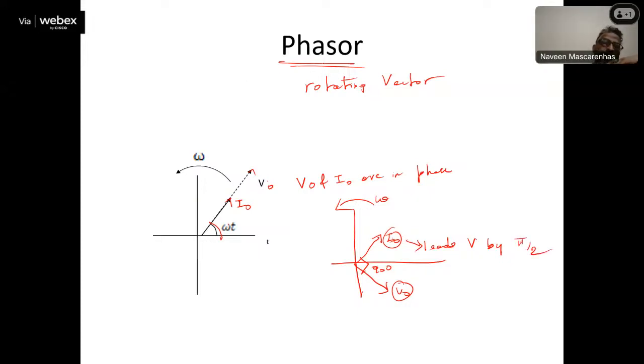So a phasor is a rotating vector. At any point, it gives you two things: one is the magnitude as well as the phase. Similar to a vector which shows magnitude and direction, here it is not direction but phase.